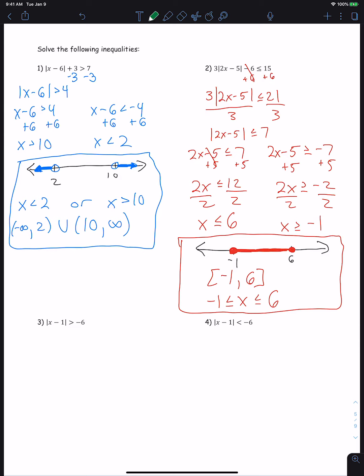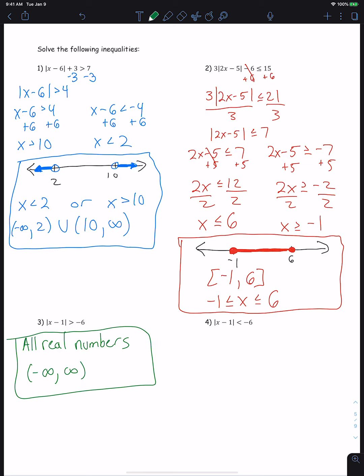So in this case, if you see it right off the bat, our solutions are just going to be all real numbers, because I can plug anything in for x, and no matter what, the absolute value of x minus 1 is always going to be greater than negative 6. Or you could put that in interval notation, negative infinity to infinity. Either of those are completely perfect.